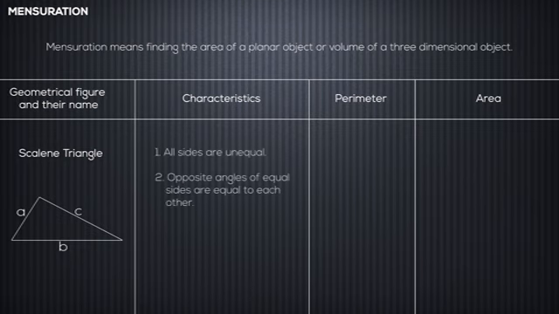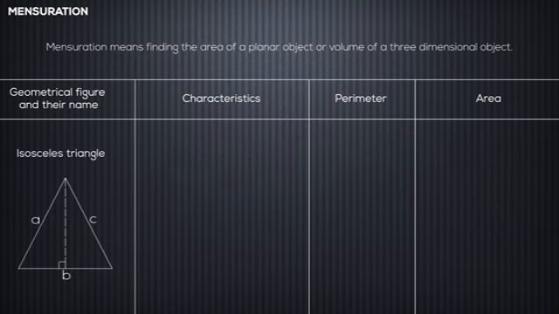Scalene triangle. In a scalene triangle, all sides are unequal and all angles are unequal. The perimeter of a scalene triangle is again given by the sum of all its sides. And the area is given by the formula shown on the screen.